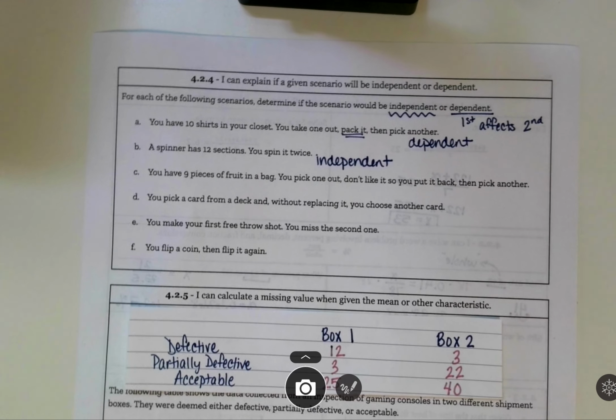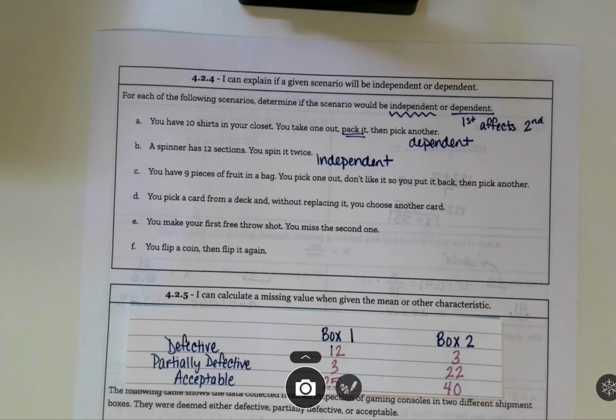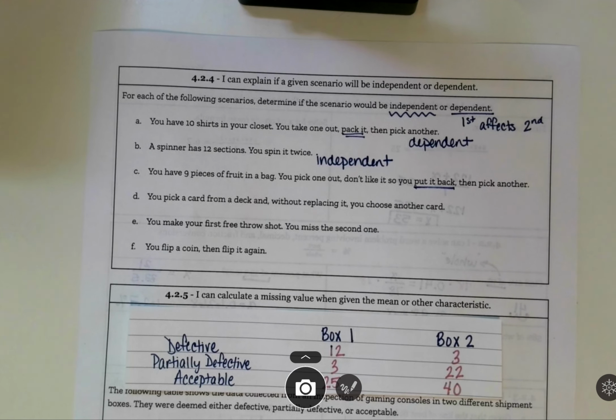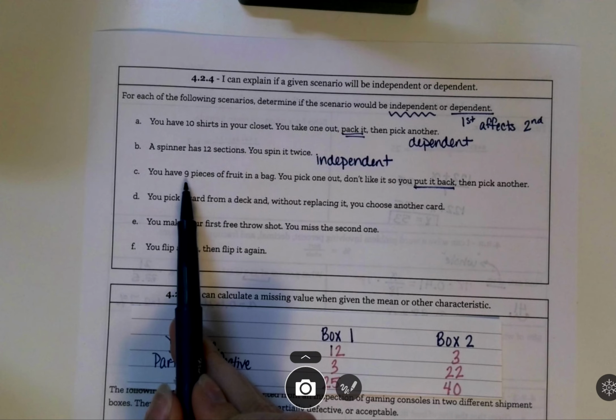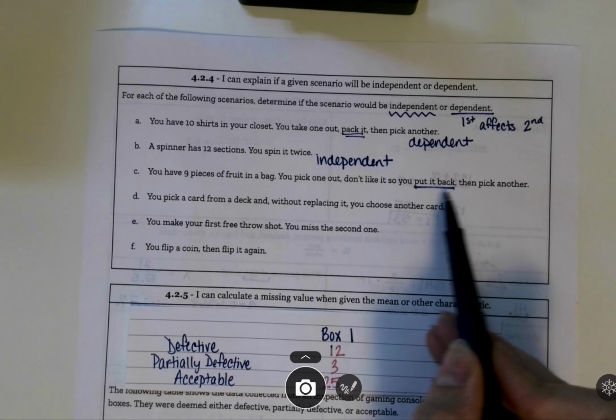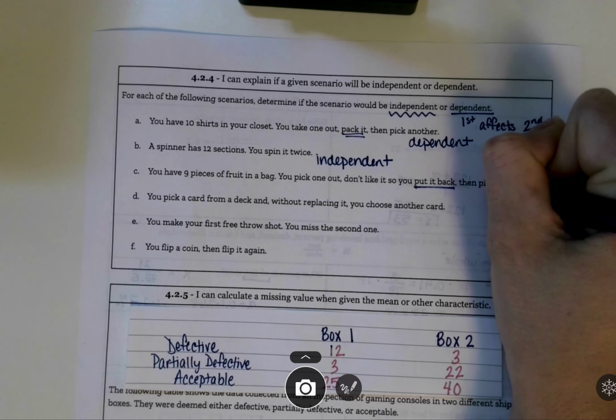And the last one that we're going to go through, you have 9 pieces of fruit in a bag. You pick one out. You don't like it, so you put it back and then pick another. Since we put it back, we do have 9 pieces of fruit still to choose from, so we have the possibility of picking that same fruit out. So since we put it back, those would be independent.